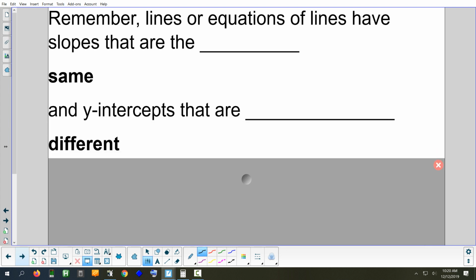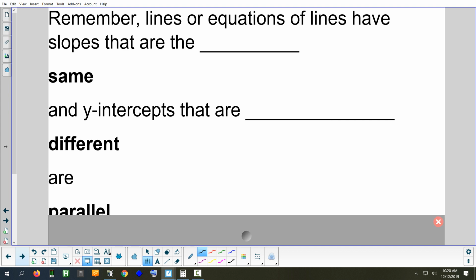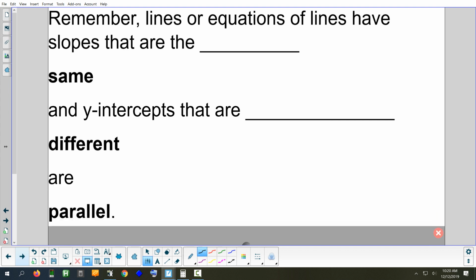And different y-intercepts. Okay. So lines or equations of lines, should I fix this? It's kind of worded awkwardly. Basically, it should say lines or equations of lines that have slopes that are the same. I guess that makes sense. Have slopes that are the same. What do we call that again? When you have slopes that are the same? Parallel. Yep. So you guys have 3 blanks there.